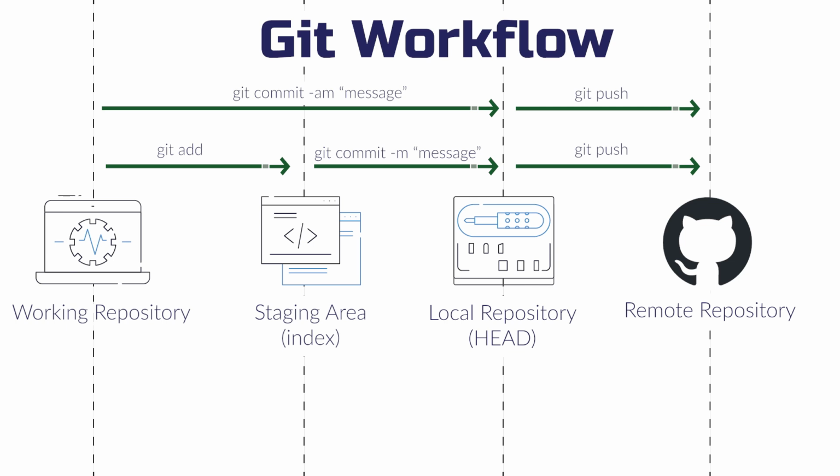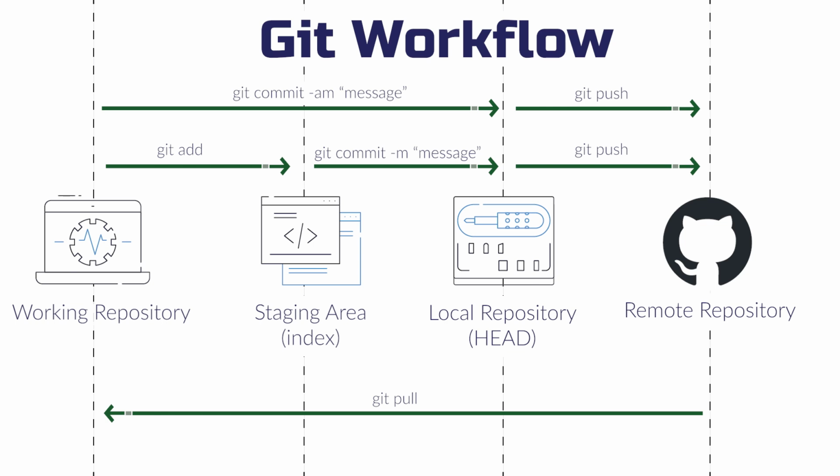Now, those were the instructions on how to push your code from your repository to the remote repository. So now let's talk about how we're going to get code from the remote repository down to your working repository. Now, typically you would just need to use the command git pull, and that's going to pull all the code from the remote repository down to your working repository.